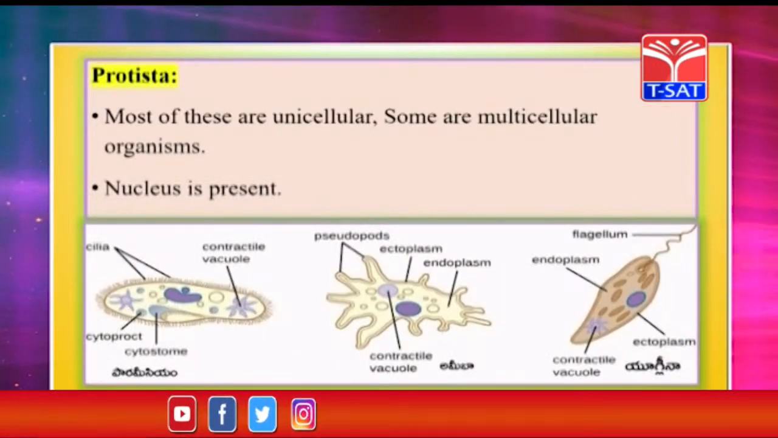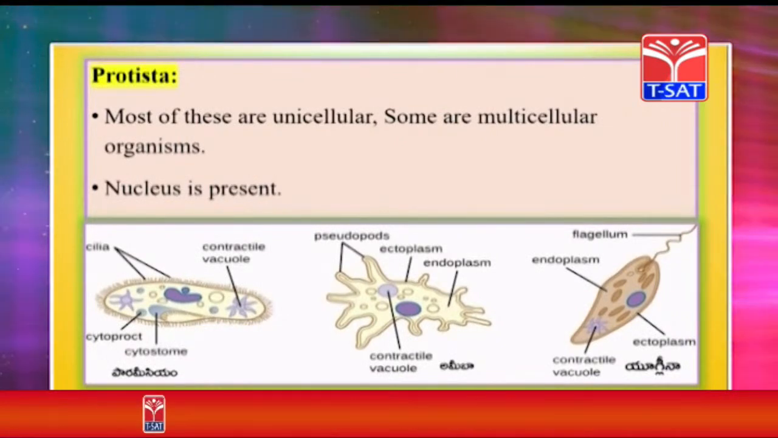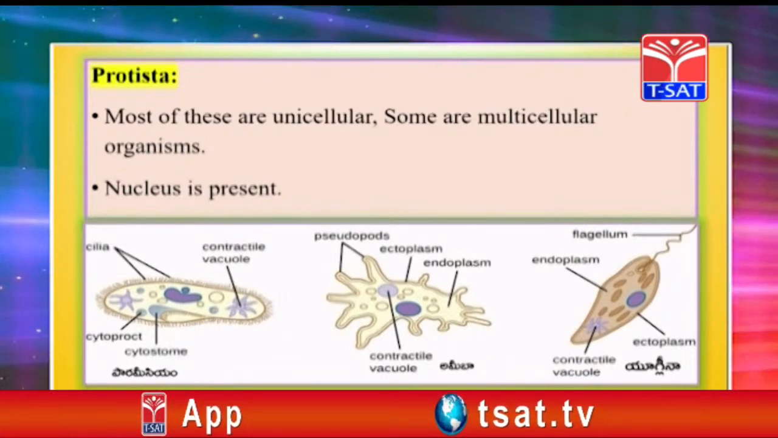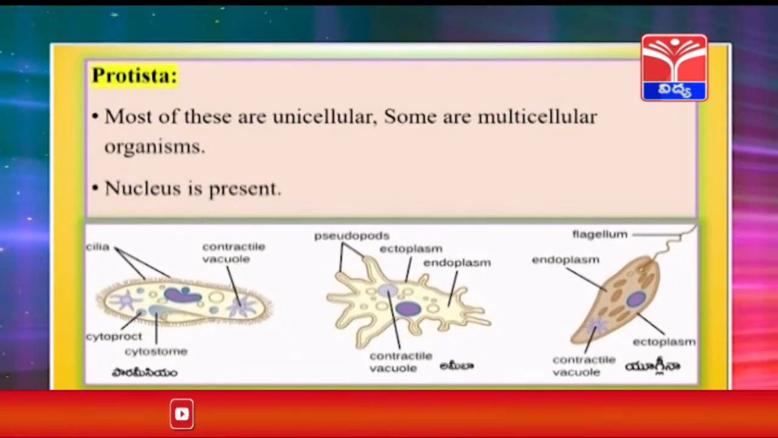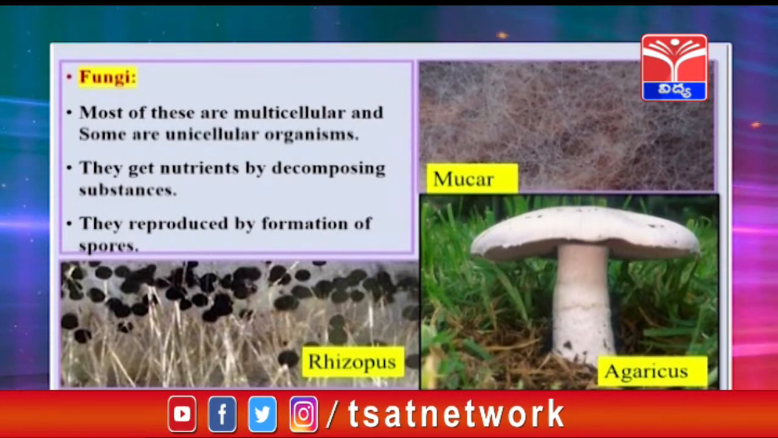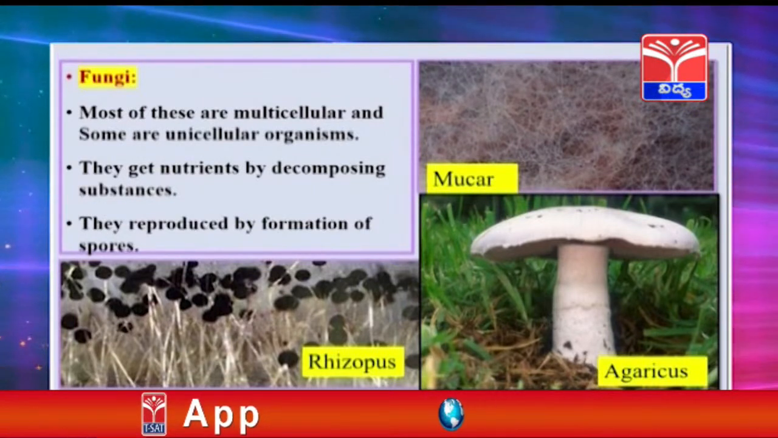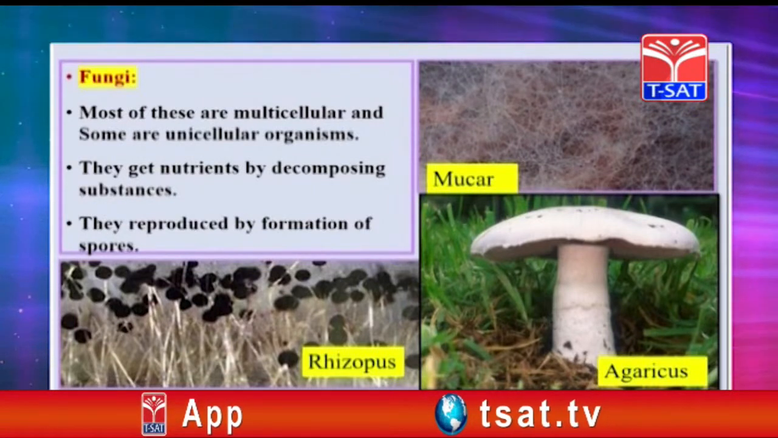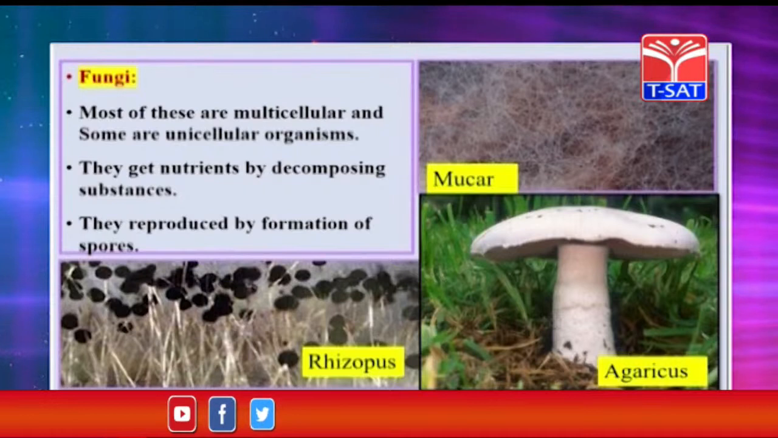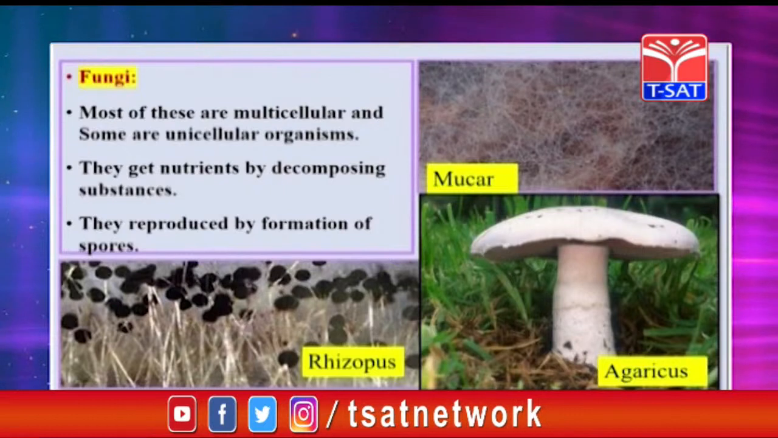When we look at the characteristic features of Protista organisms, most of these are unicellular, some are multicellular organisms. Nucleus is present in these cells. These organisms perform different functions with the nucleus. Fungi. Most of these are multicellular and some are unicellular organisms. They get nutrients by decomposing substances, especially the organic matter present in the plants and animals. They reproduce by formation of spores. Examples for fungi are Mucor, Rhizopus, and Agaricus.